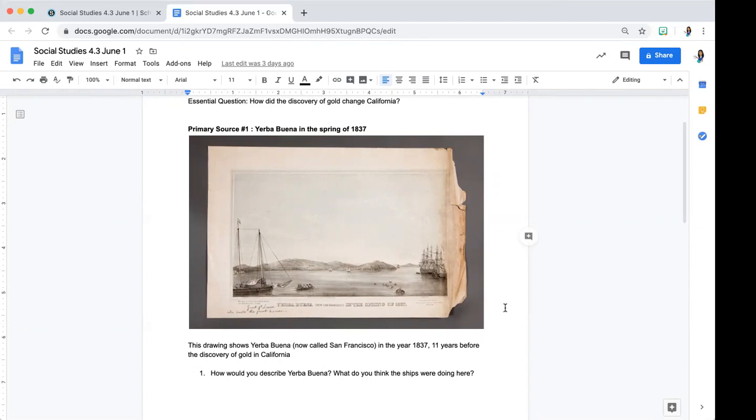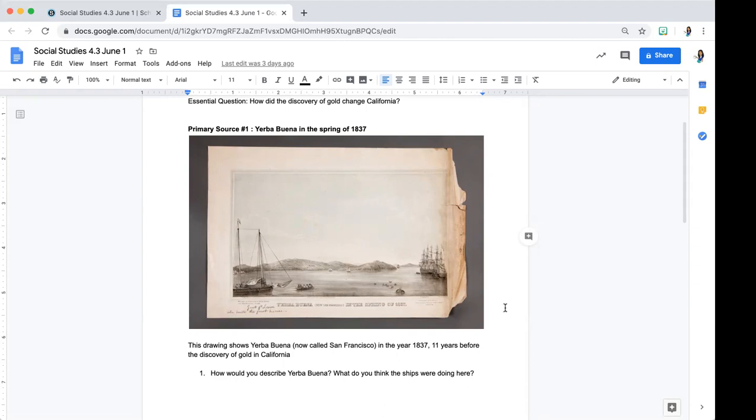So as we see this picture here, this is a depiction of Mexican California. At the time in 1837 this was called Yerba Buena. This area is actually called San Francisco today. So in 1837, this was called Yerba Buena, and this was 11 years before gold was discovered. In this picture, you only see like two residences. That means two homes. One is a tent, one is an actual house.